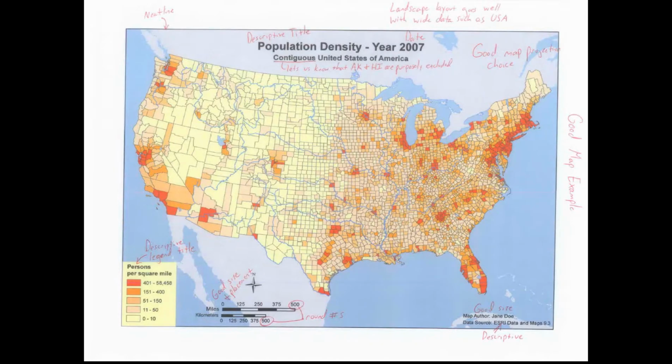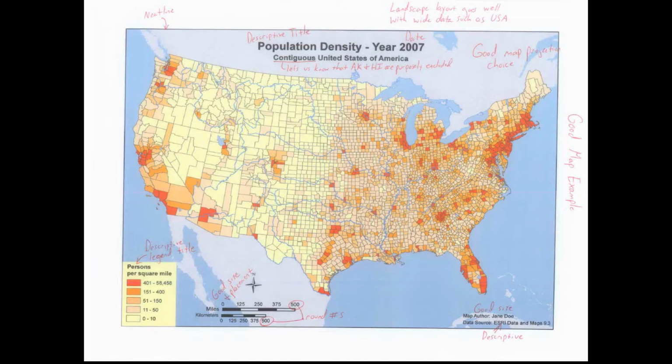So this is a redesign of the map. The redesign took about 5 minutes of time and made the map significantly more attractive and useful. Note that the title is much more descriptive. It states that it is the population density for the year 2007, and specifically notes that it is for the contiguous United States of America, which lets the map reader know that Alaska and Hawaii are purposely excluded from the map. The projection is changed to an equal area projection that allows for the map reader to make proper areal comparisons between counties.